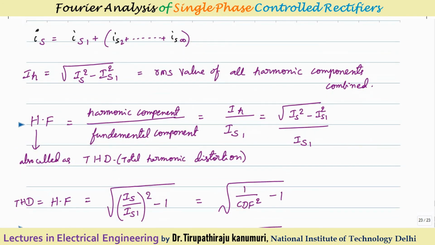So from this I can derive my harmonic factor, which is also called the total harmonic distortion. That means THD will be equal to the harmonic component divided by the fundamental component. Ideally the harmonic component should be 0, or the harmonic factor or THD should be equal to 0. But practically there will always be some harmonic component, which can be obtained by square root of IS square minus IS1 square, divided by IS1. So you take IS1 inside, this becomes IS by IS1 whole square minus 1, and IS1 by IS is nothing but CDF. So I can write it as square root of 1 by CDF square minus 1.